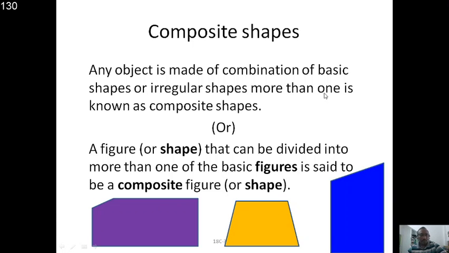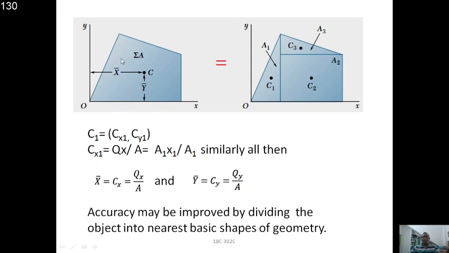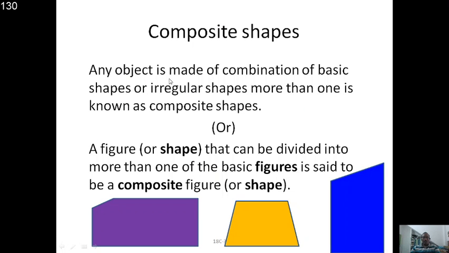Come to the next topic, understandable basic shapes. The combination of basic shapes results in a different picture, as we have already seen that this figure is the combination of a triangle and a rectangular shape. Hence, since it is a combination of basic figures, we can say it is a composite shape. Any object made of a combination of more than one basic or irregular shape is known as a composite shape. A figure that can be divided into more than one basic figure is said to be a composite figure or shape. See in this figure how this can be divided into basic figures. So I can do it like this.